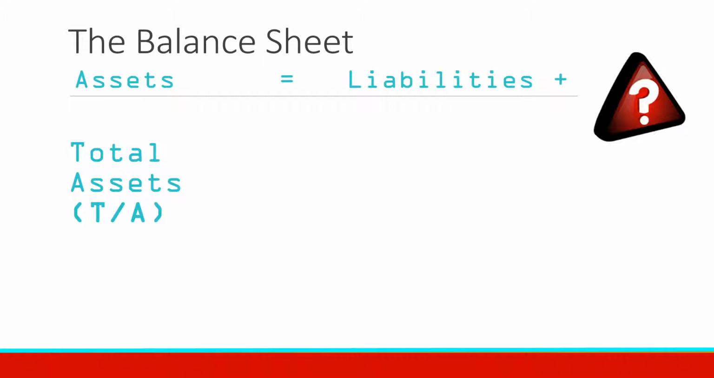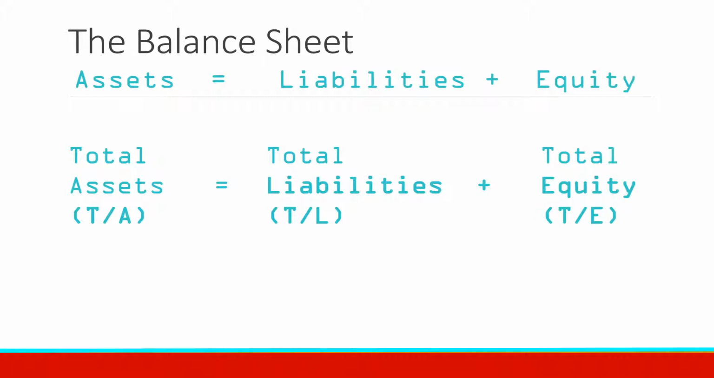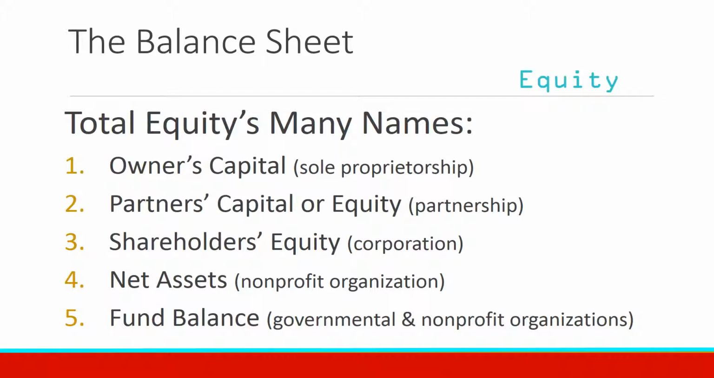Before we end the video, let's consider for a minute other possibilities for that last category, the equity category. Remember that it represents the difference between all of the assets, which are known as total assets, or T/A, and total liabilities, known as T/L. We then call that remaining category, most of the time, total equity, or T/E. Total equity, however, can be called many different things.